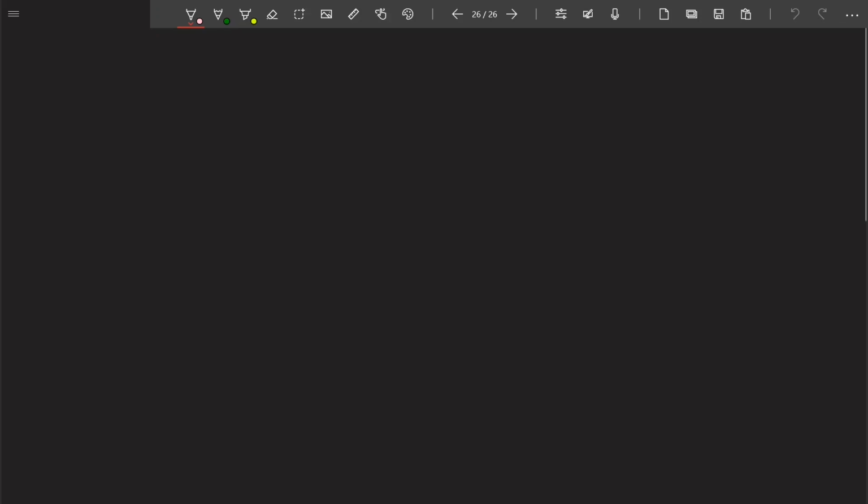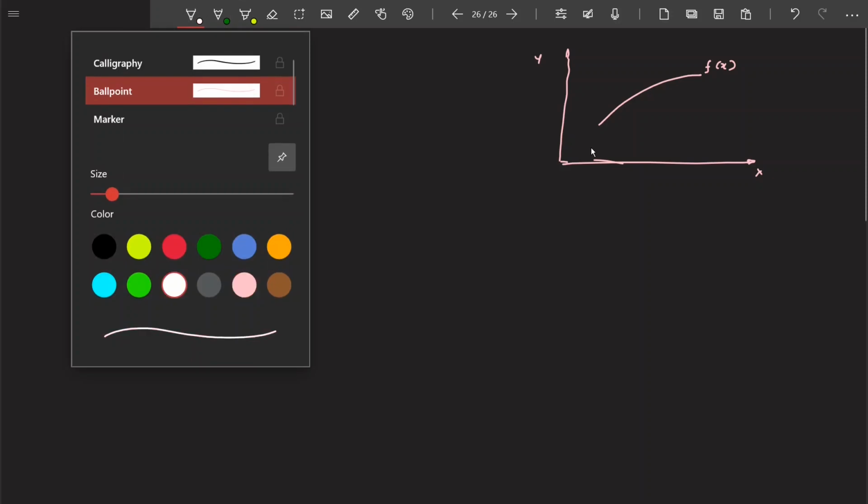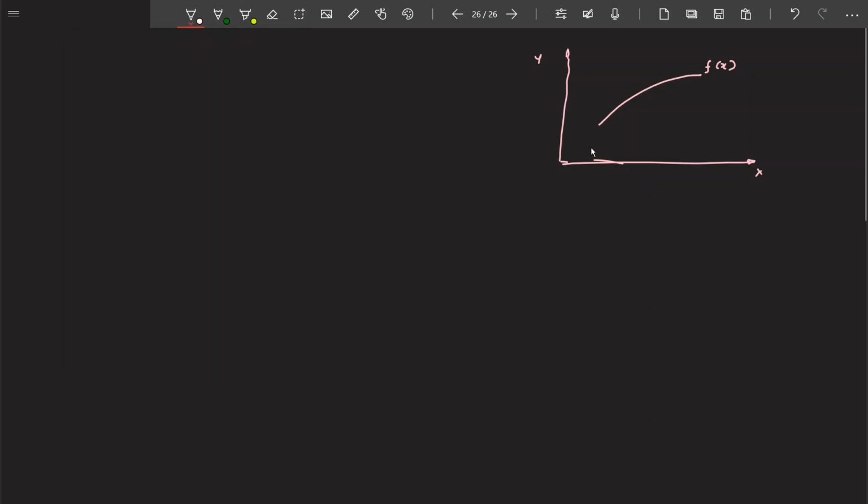Okay, everyone. So let's talk about differentiation. So this is your x-axis, y-axis, and we have some function f(x). So when I say differentiation, what you actually mean is to find out the slope at a point. Okay, so let us say we have a function f(x) and we have to find out the slope of this function at some point, and let us say that point is x.